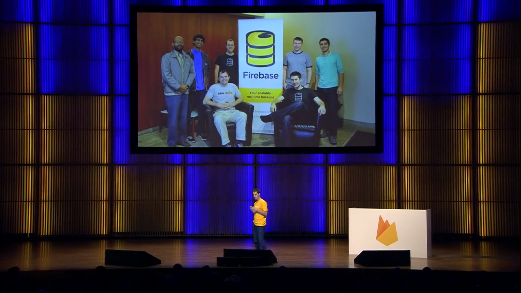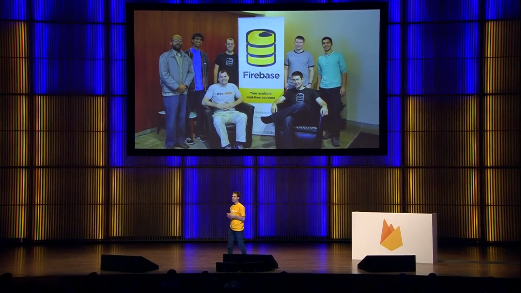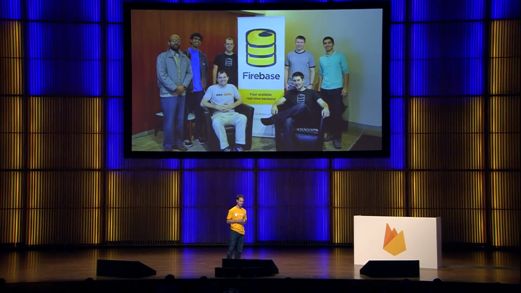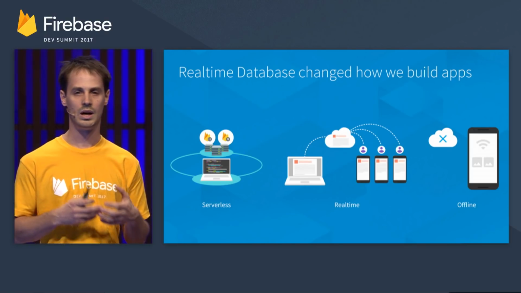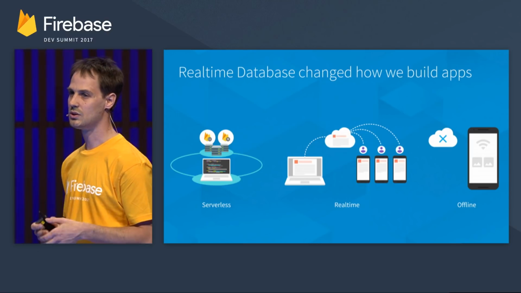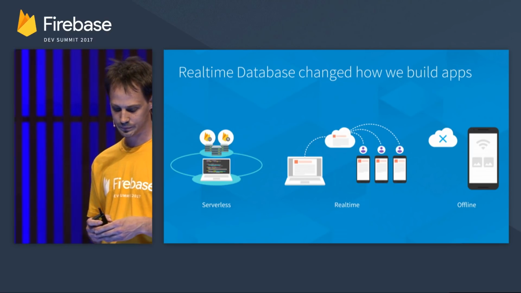When Firebase launched in 2012, it introduced a fundamentally new way to build apps. The real-time database solved many of the hard problems of dealing with app data. Specifically, it does three things very well that make our lives much easier as developers. One, it allows us to access our data directly from clients. Two, it allows us to access that data in real time. And three, it makes it very easy to build offline experiences.